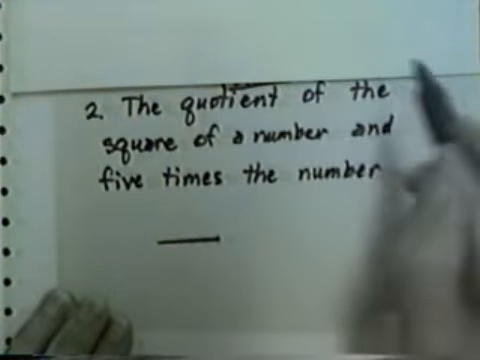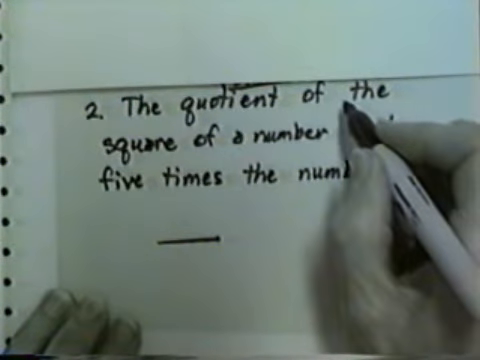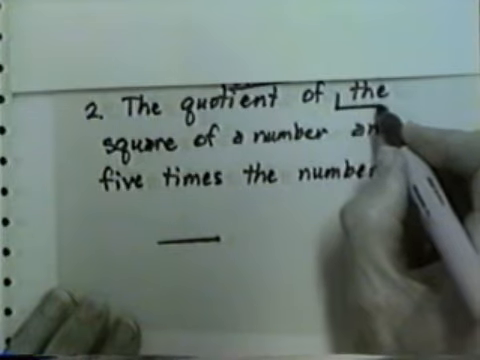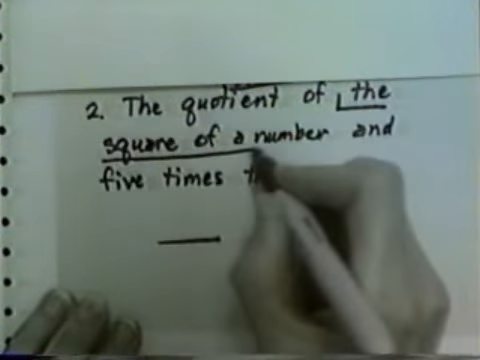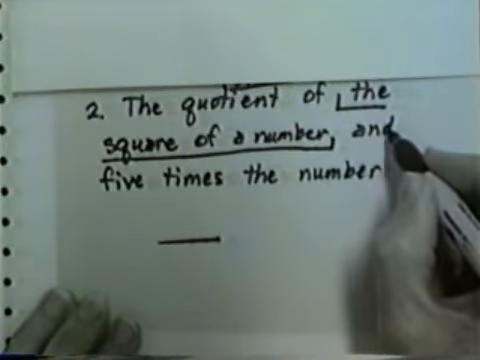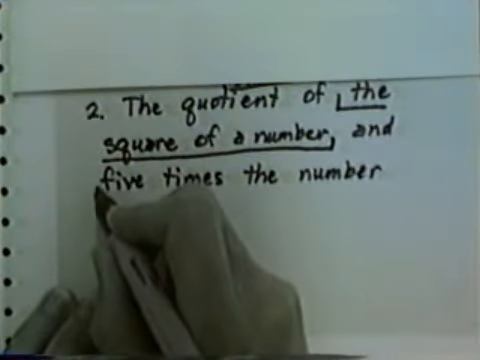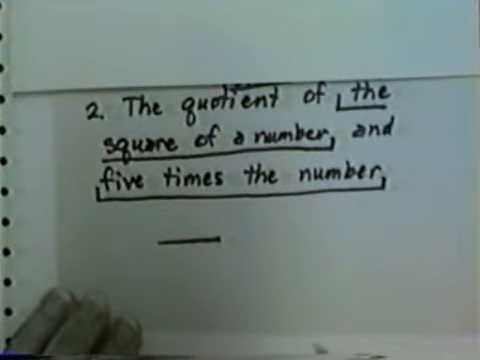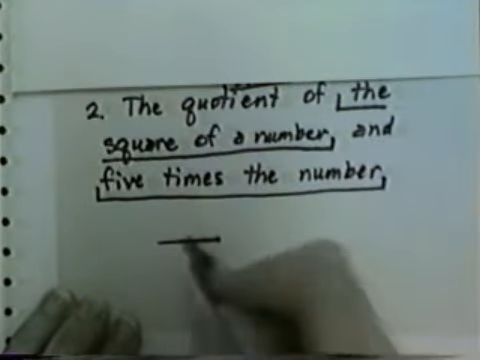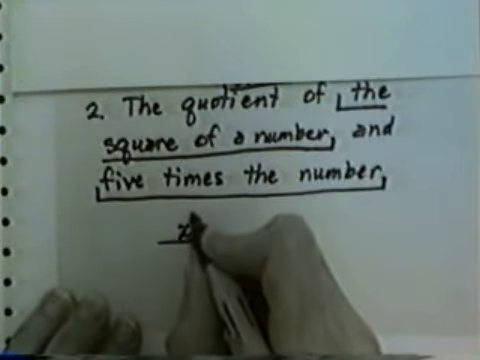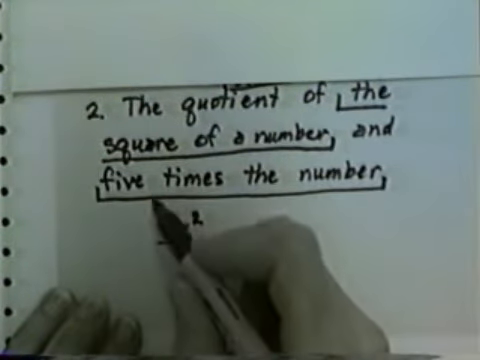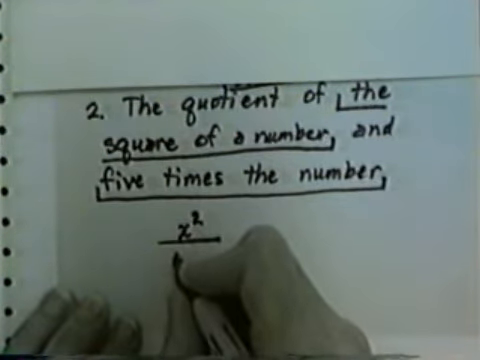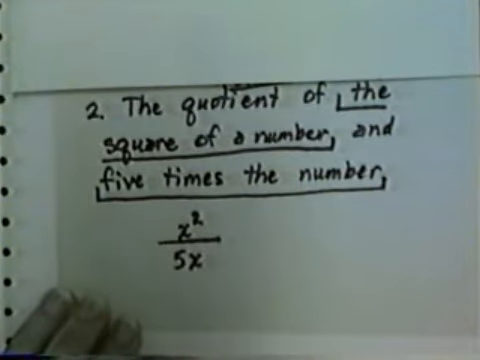We take the quotient of a numerator and a denominator. The numerator is what comes first, the square of a number. We stop when we get to the word and, and pick up the second part, which is 5 times the number. The numerator is the square of a number, which we'll write as x squared. The denominator is 5 times the number, which we'll write as 5x. And so this translates into x squared over 5x.